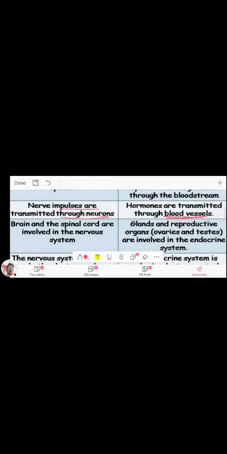Nerve impulses are transferred through neurons. Hormones are transmitted by blood. So in the nervous system, transfer happens through neurons, and in the hormonal system, transfer happens through blood vessels.